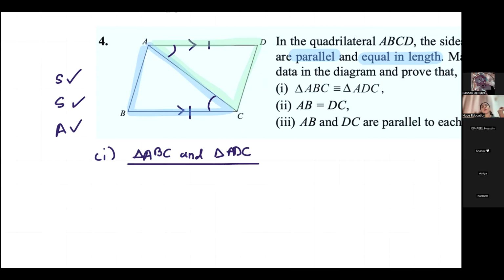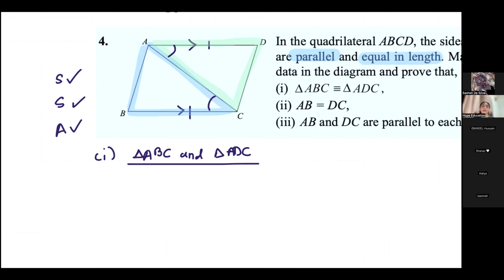Then next we are going to learn something called side side side, SSS. And then we are going to learn something called right angle hypotenuse side. We call it RHS. So when you have all these different cases, how to find which case to use is completely based on what information you have.